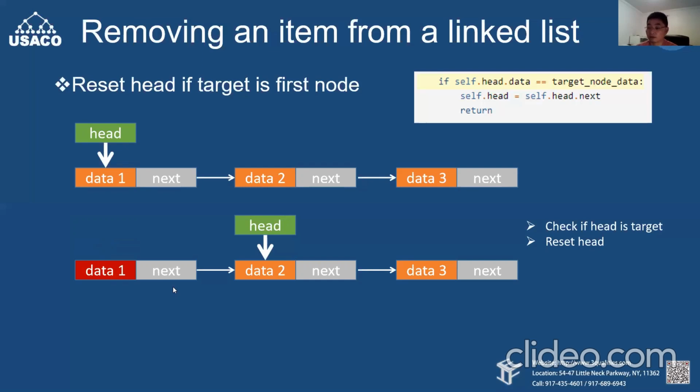Self.head is the first node, then self.head.next is my second node. So that is this code. Self.head equals self.head.next, right? Then it's completed, right? The whole removal is completed. You may ask me, hey, what should I do with the data one?